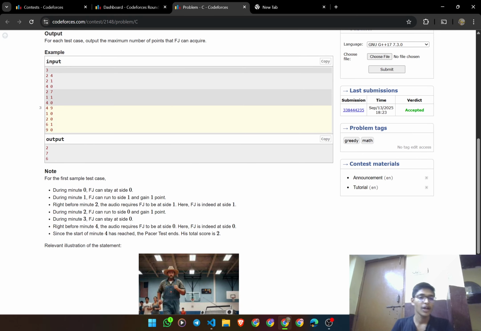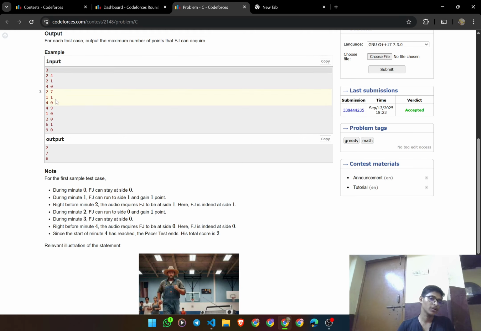Now there are constraints given that the farmer should be present on a particular side at a particular second. In 1 second he goes from 0 to 1 or 1 to 0, but on minute 2, the farmer should be on side 1, which is the right side. And on the 4th second he should be on the 0th side. These are the constraints given, but the constraints can be smaller than the time given. It cannot be greater than that.